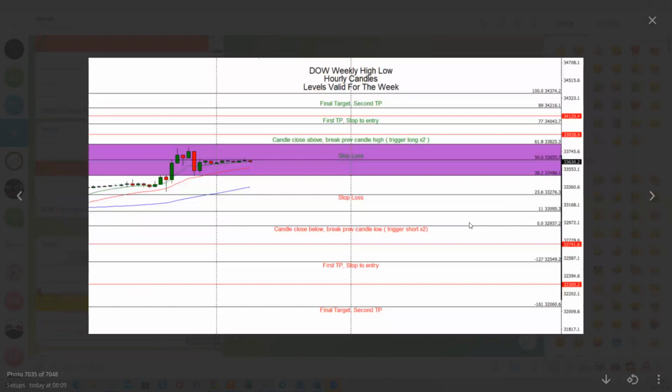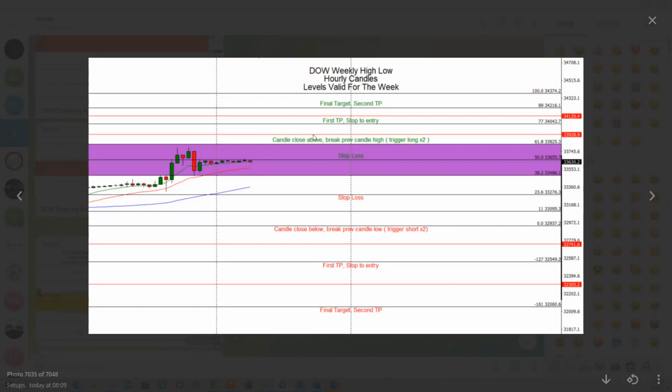On the Dow weekly high low, currently between levels of 38.2 and 50. If you look at the moving averages, 8 is above 21, above 50. That's indicating trend is up. So for now, I'm looking for a candle close above the 61.8, break previous candle high to aim for the 77 first TP, 89 second TP, stop loss being at the 50.